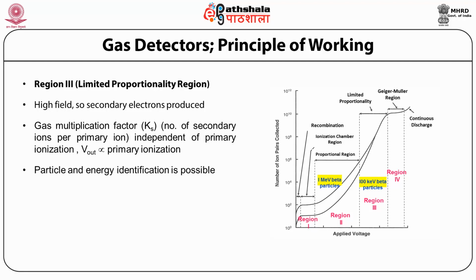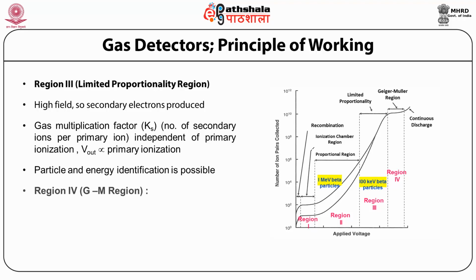Particle and energy identification is possible in this region because, depending upon the energy of the incoming radiation, a number of primary electrons are produced, and corresponding to one primary electron, there are a fixed number of secondary ions. So the total number of secondary ions collected can be correlated with the energy of the incoming radiation. So in this case, particle and energy identification is possible.